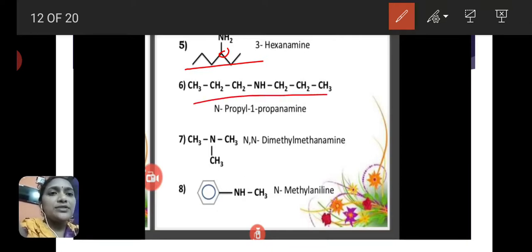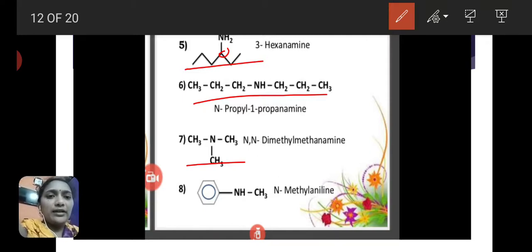And next, this one is a secondary amine, N-propyl 1-propanamine. Two propane side chains are present, so it is called N-propyl 1-propanamine. And the next example is for a tertiary amine, N,N-dimethyl methanamine.